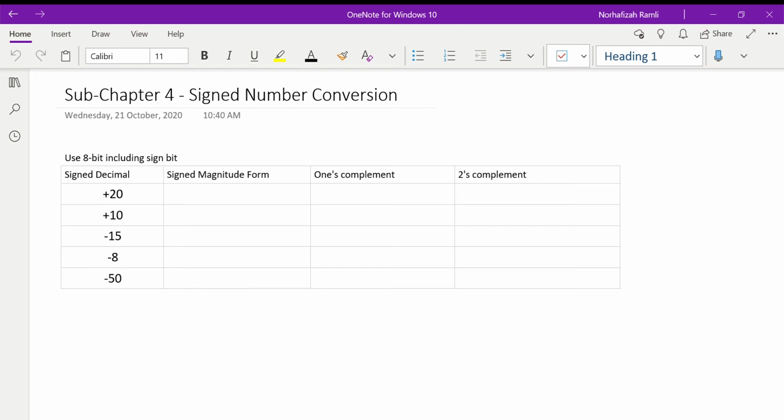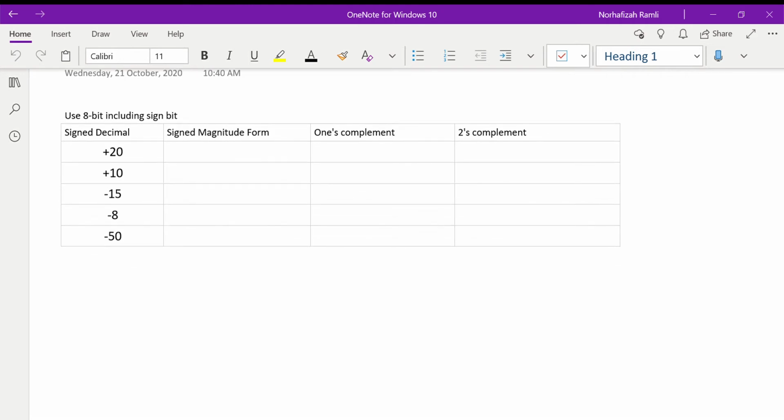Okay. So let's do sign number conversion. I have here 5 examples. For example, if you want to do plus 20, plus 10, minus 15, minus 8, and minus 50, and we want to represent these numbers in sign magnitude form, one's complement form, and two's complement form, what do you have to do?